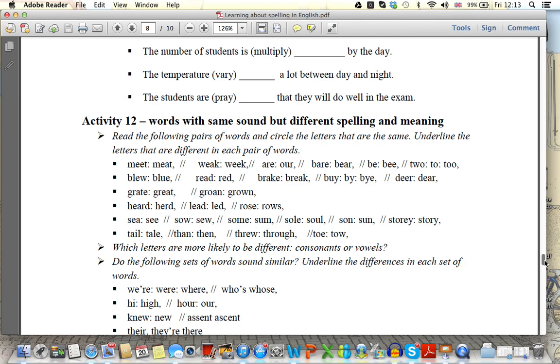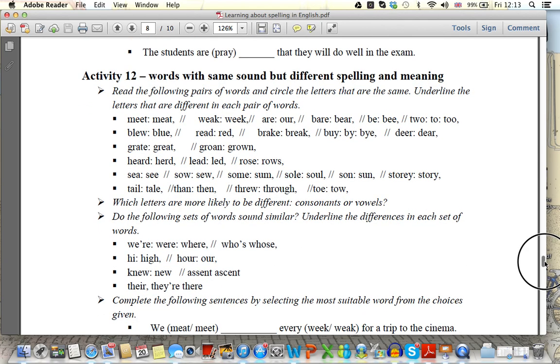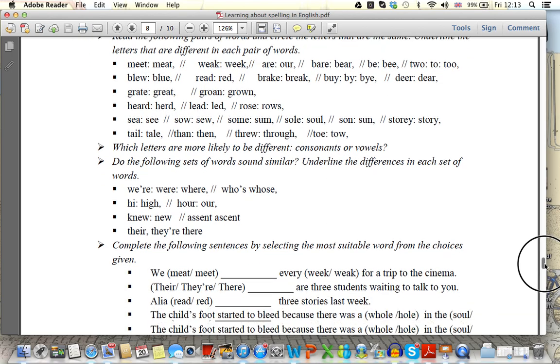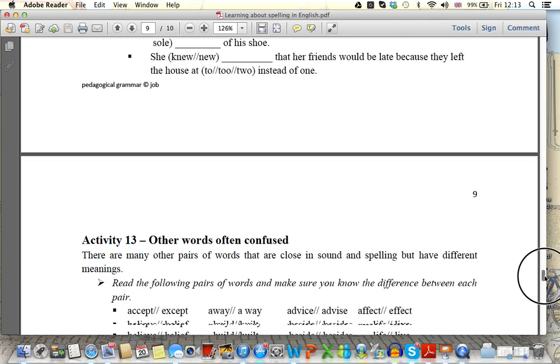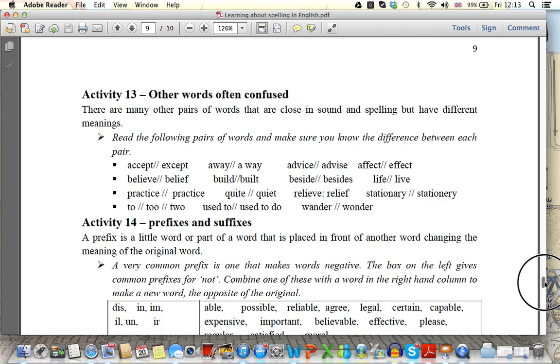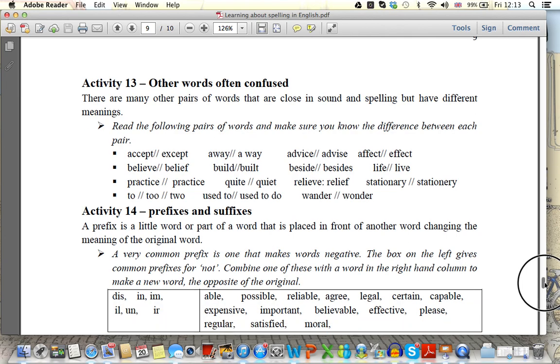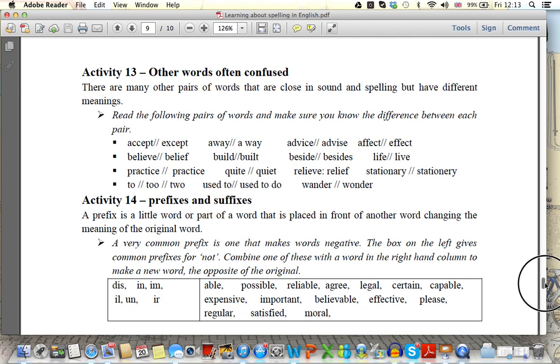Now, another problematic area for spelling are words that sound the same but have different meanings. So we see here meet, meet, week, week. We have many, many of these, and again, you need to learn the spelling and be sure you understand them. Right, so you have lots of activities here. Then we have some other words that can be confused: accept, accept, believe, belief, and so on.